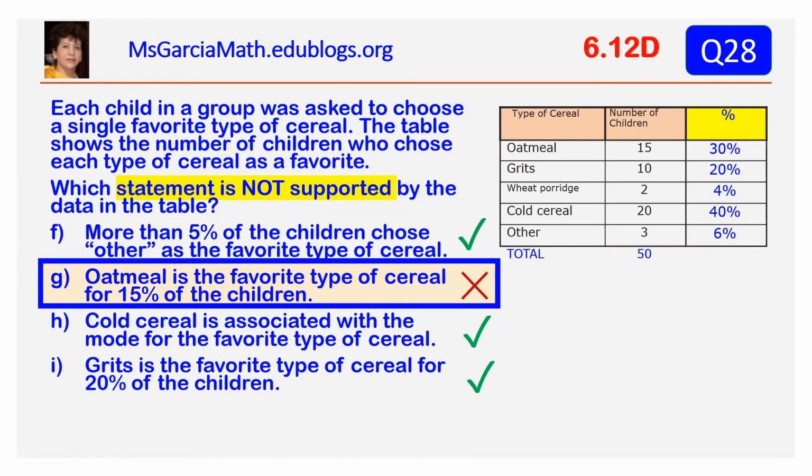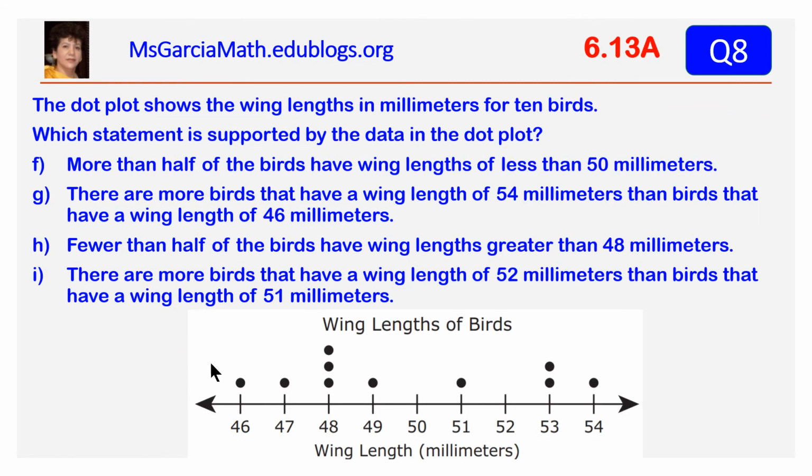We can see that 3 of the statements are true and 1 is false. The question is which of the statements is false? The answer is F, since oatmeal is preferred by 30% of children.